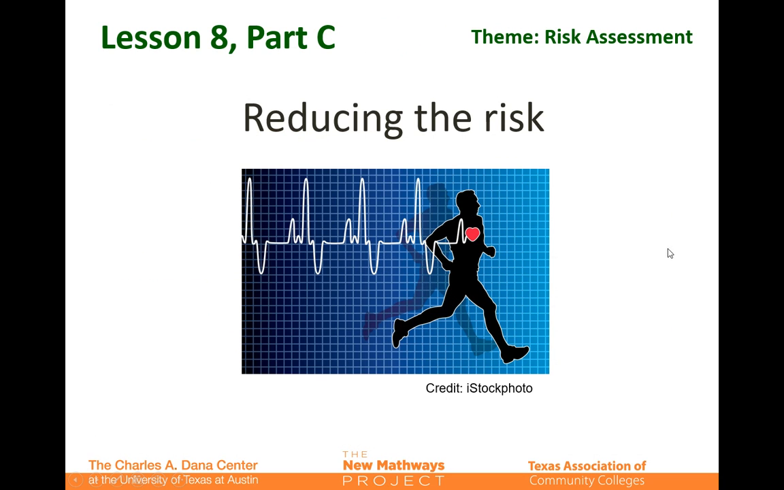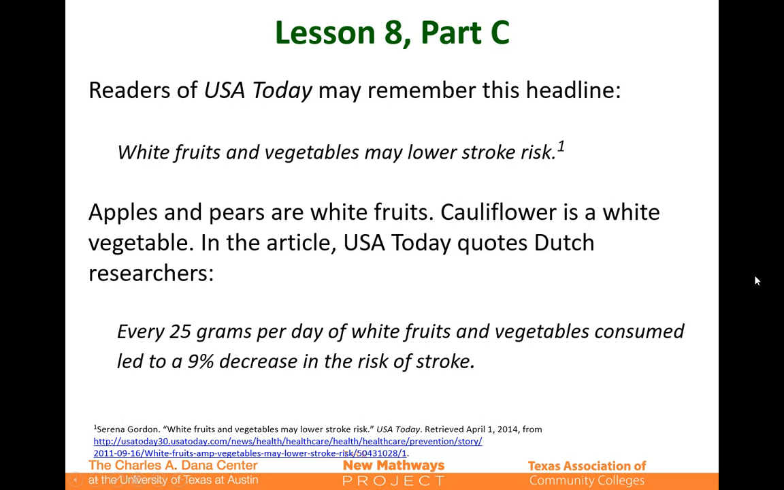All right, reducing the risk. So this is more about looking at ways of measuring risk. Readers of USA Today may remember this headline: white fruits and vegetables may lower stroke risk. Apples and pears are white fruits. Cauliflower is a white vegetable. In the article, USA Today quotes Dutch researchers. Every 25 grams per day of white fruits and vegetables consumed led to a 9% decrease in the risk of stroke. So it would lower your stroke risk by 9%.